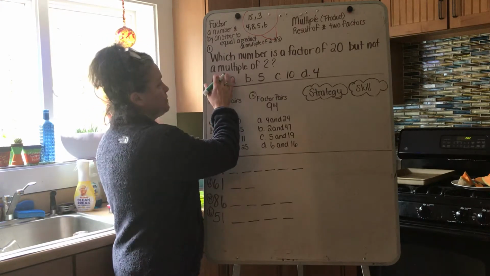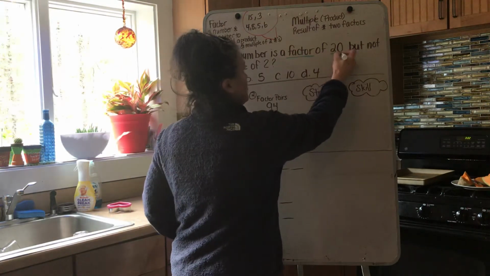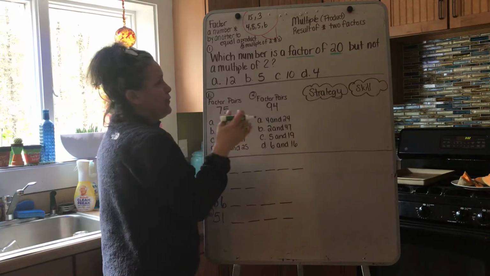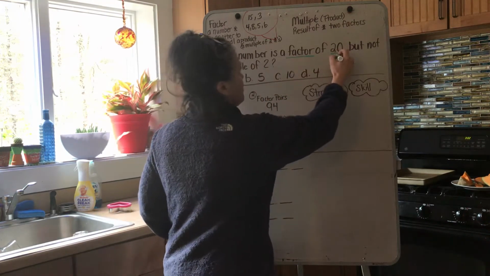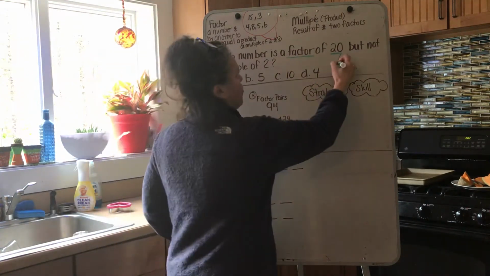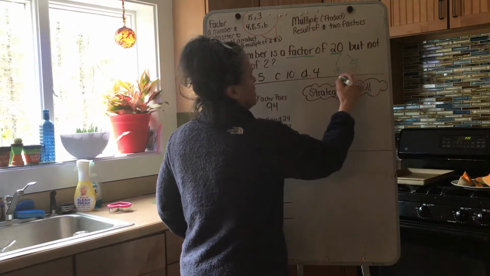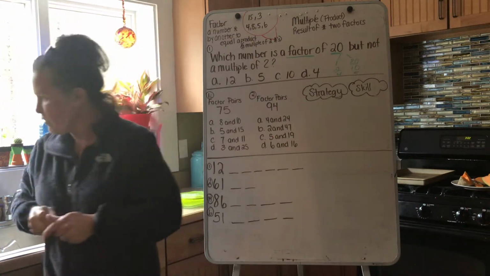Alright, so first question. Which number is a factor of 20 but not a multiple of 2? So that means a factor of 20. What are the factors of 20? What are all of the ways I can get to 20? I can go 1 times 20, 2 times 10, 4 times 5. Those are my factor pairs. Those are all the numbers.